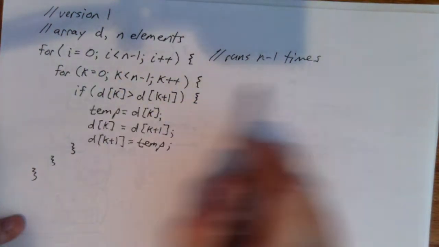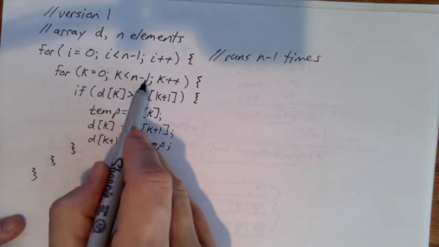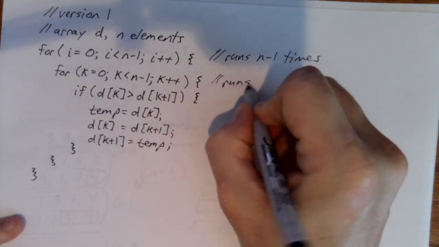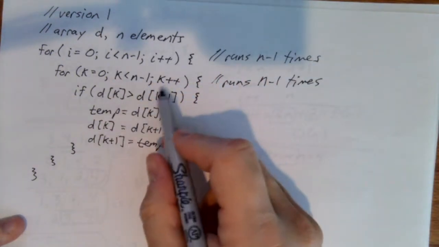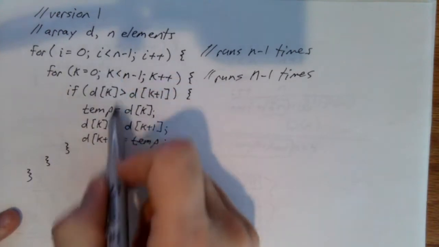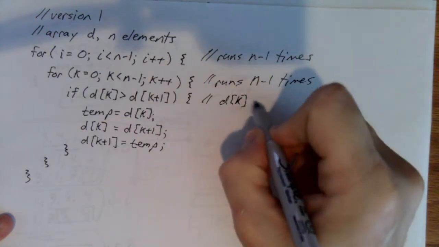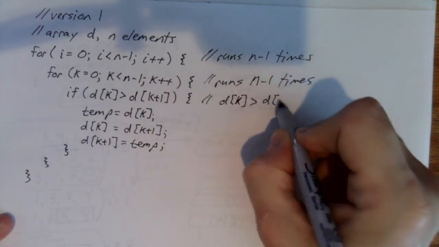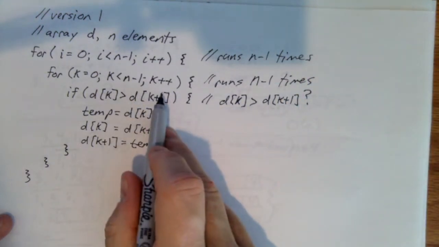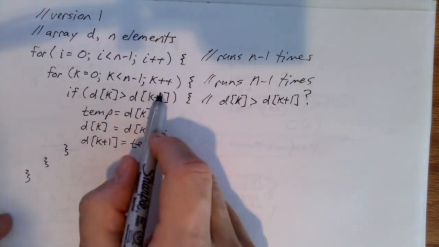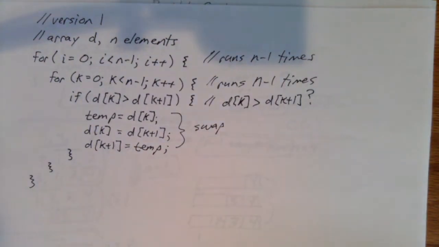Then as we move to the right, we're using the K loop, which goes from 0 to K as long as K is less than N minus 1. For this code, there's nothing here that overrides that. So what do we do each time? On each iteration, we ask the question, is D sub K, which is the left element, greater than the right element in our comparison, D sub K plus 1? We execute that every single time, and if they're out of order, then we perform a swap.